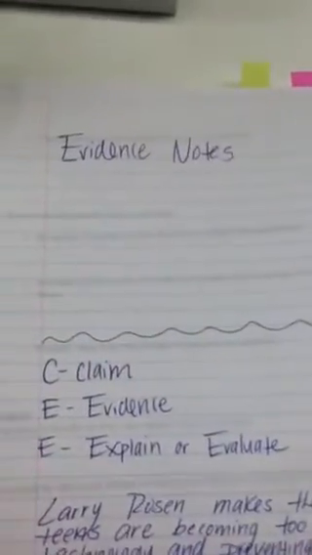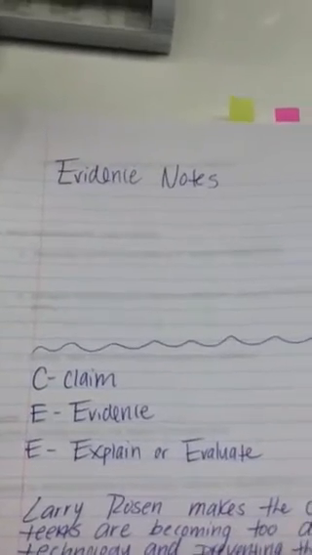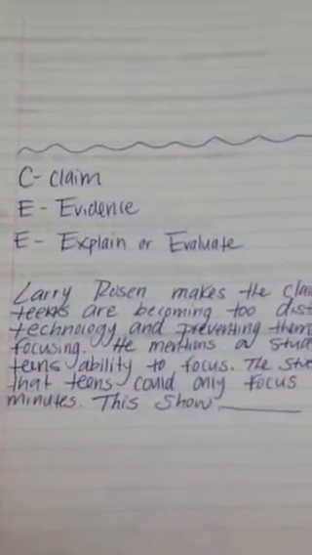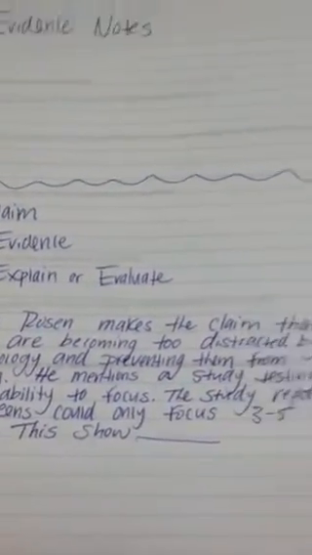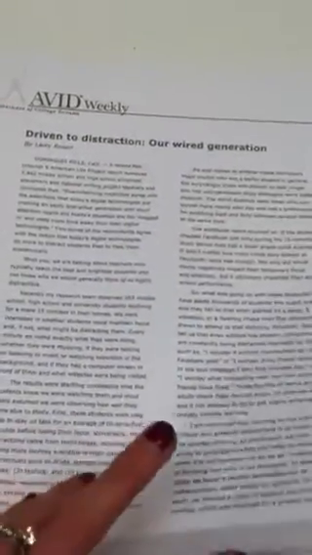On page 101 looks like was our Chrome notes that we took on the Chromebooks. Page 102 was a place where we put our rough draft of our outline for our speech. And 103, some of you might have evidence notes from your persuasive speech. And then we will be writing our CEE paragraph to match the article that's on page 104 in your AVID Weekly, Driven to Distraction, Our Wired Generation.